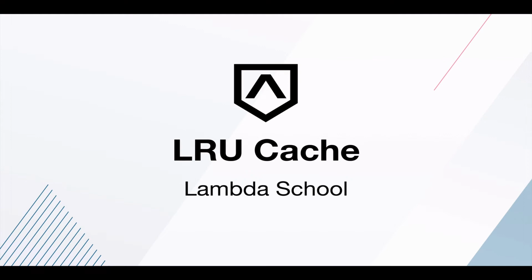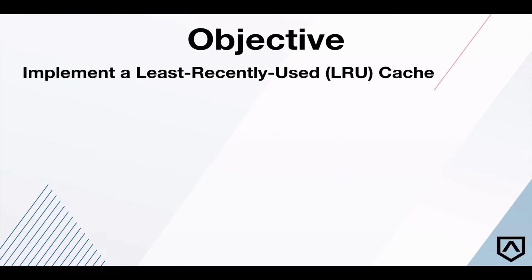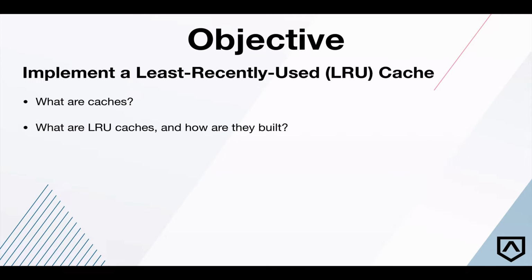We're going to be talking about least recently used caches, or LRU caches, in this video. So the objective here is to implement a least recently used cache. We're going to talk a little bit about what caches are, what in particular LRU caches are, and what they're made of. And we'll talk about putting things in the cache, getting things from the cache, and deleting things from the cache. So first, a little bit of cache background.